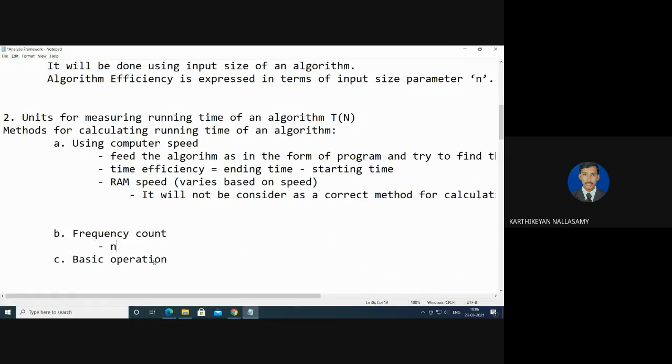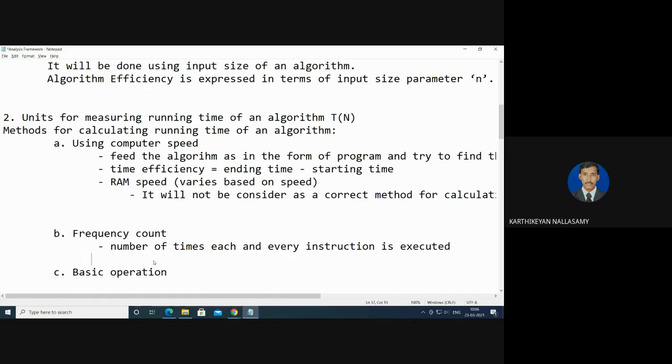Frequency count means that number of times each and every instruction in the problem statement is executed. I mean that each and every instruction in the statement is executed. For example, let us take one simple example for calculation of the frequency count.